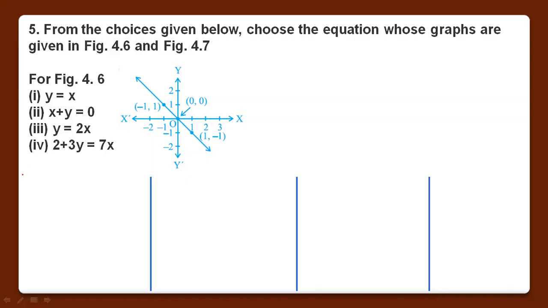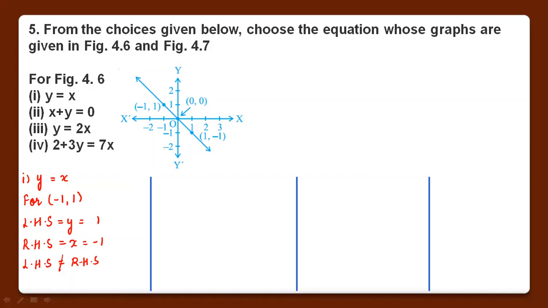So one by one we will begin from the first one, y equals to x. हम पहले पॉइंट चेक करेंगे। For -1 we will check LHS equals to y, then RHS equals to x equals to -1. LHS not equals to RHS. तो ये तो पॉइंट सेटिस्फाई नहीं किया, it is not a right equation. हम सेकेंड इक्वेशन चेक करते हैं.